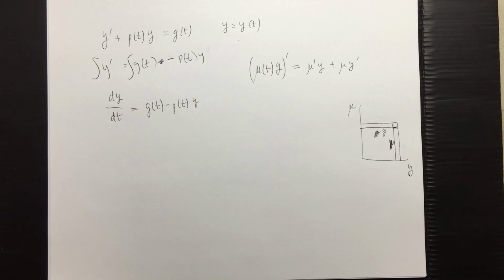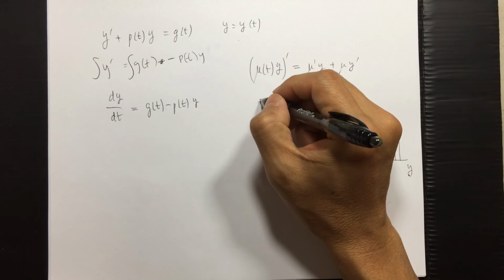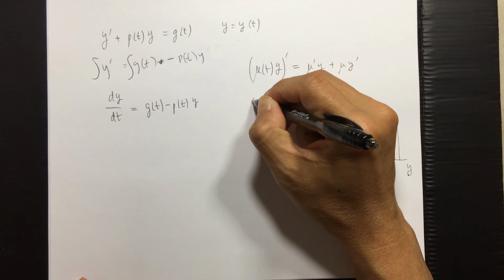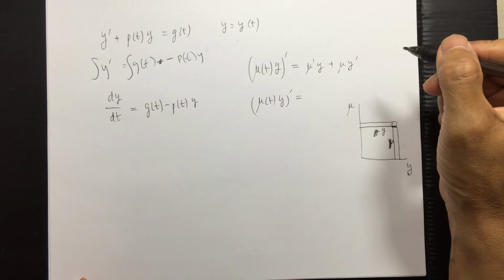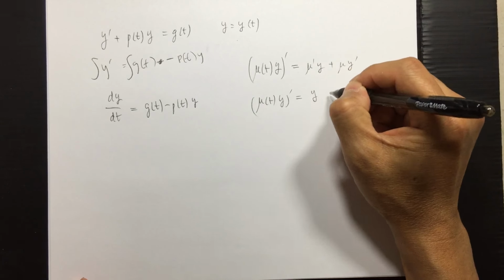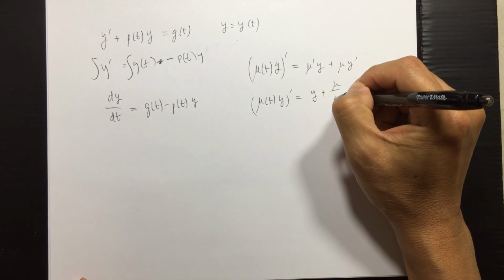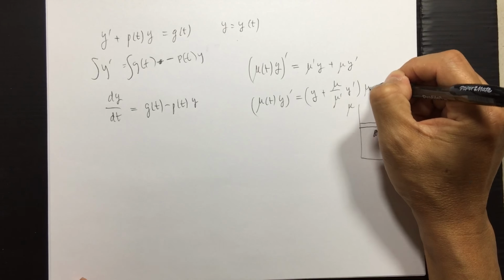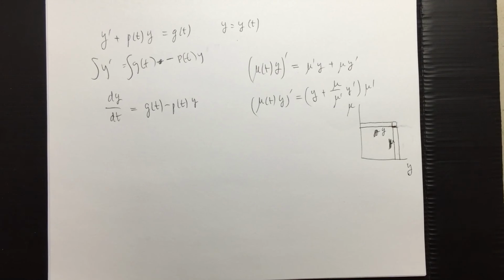I'm going to divide this by mu. All that I'm trying to do is to get the t on one side and the y on the other side. That's all I'm trying to do. Now I'm going to divide this thing by mu prime. Look at this. This will be mu(t) y prime equals y plus mu divided by mu prime, y prime, mu prime.